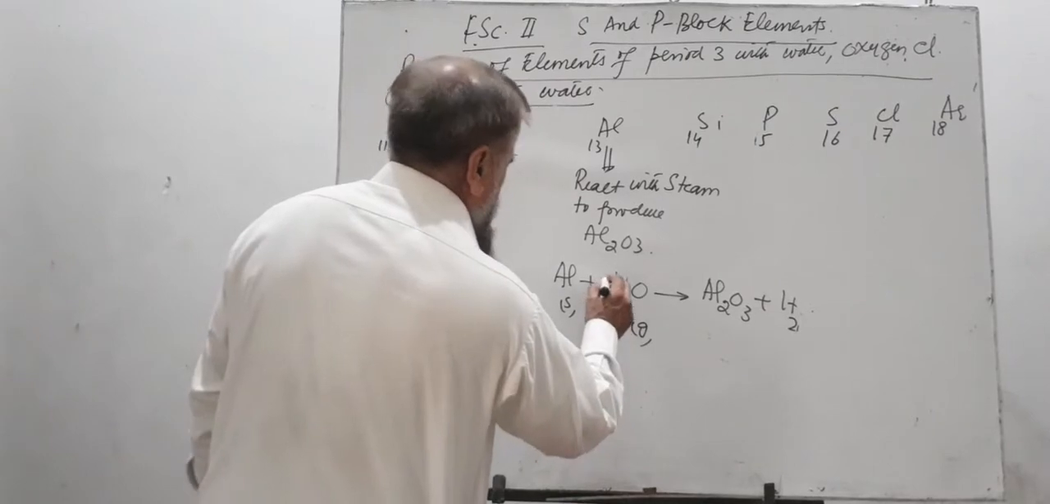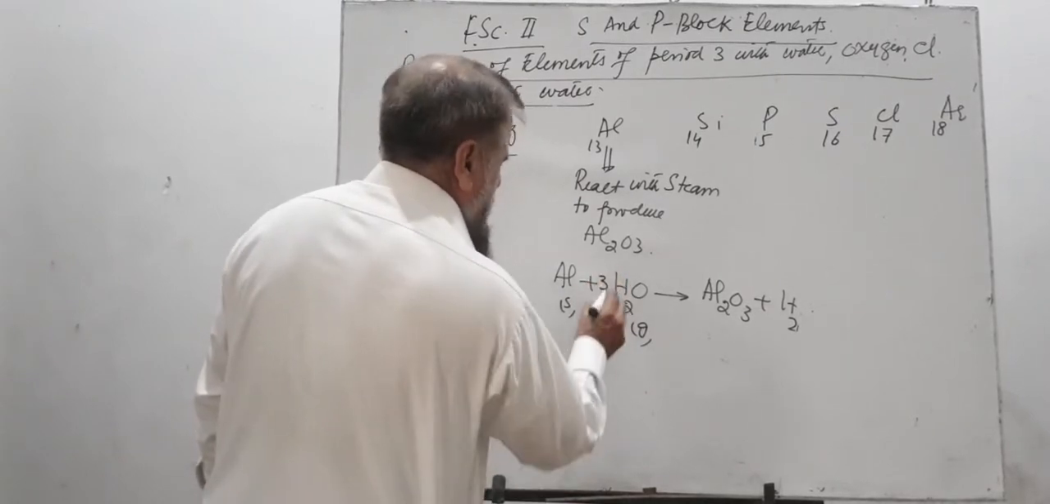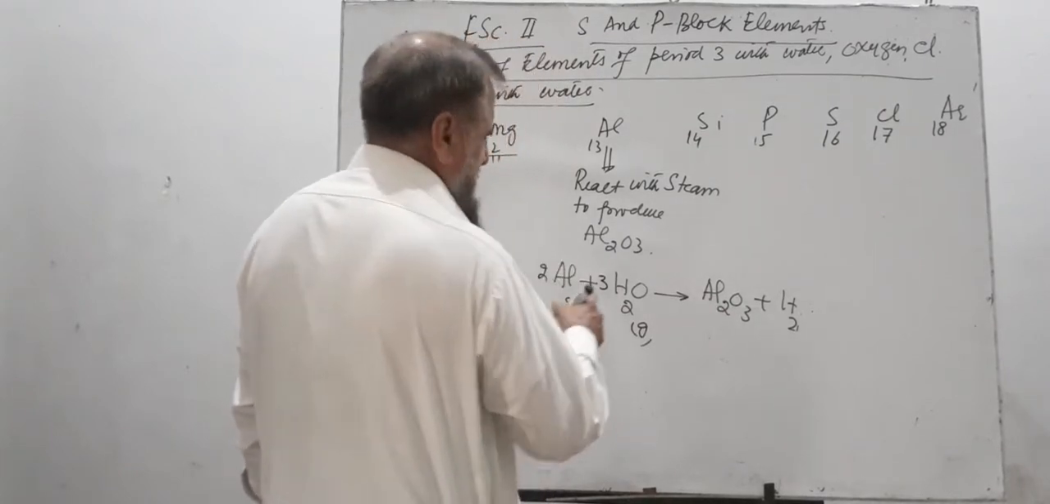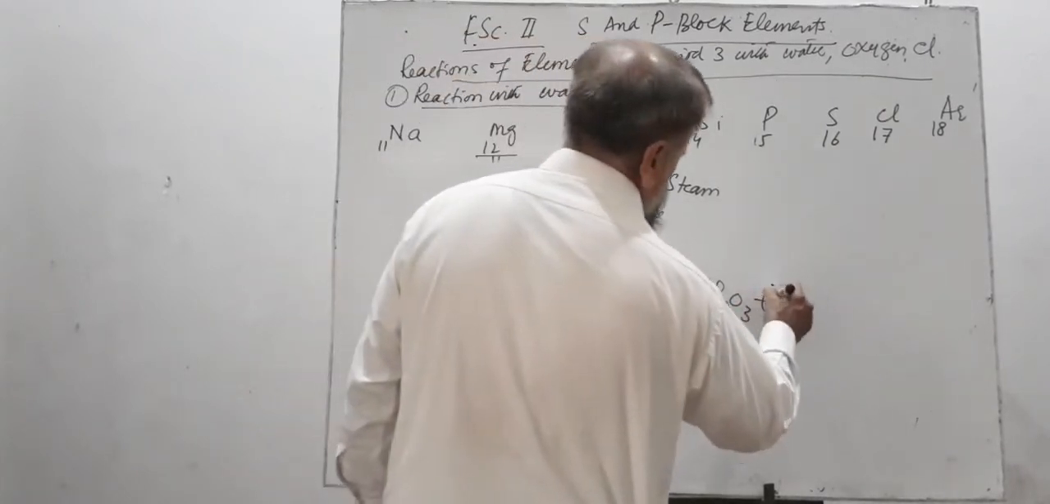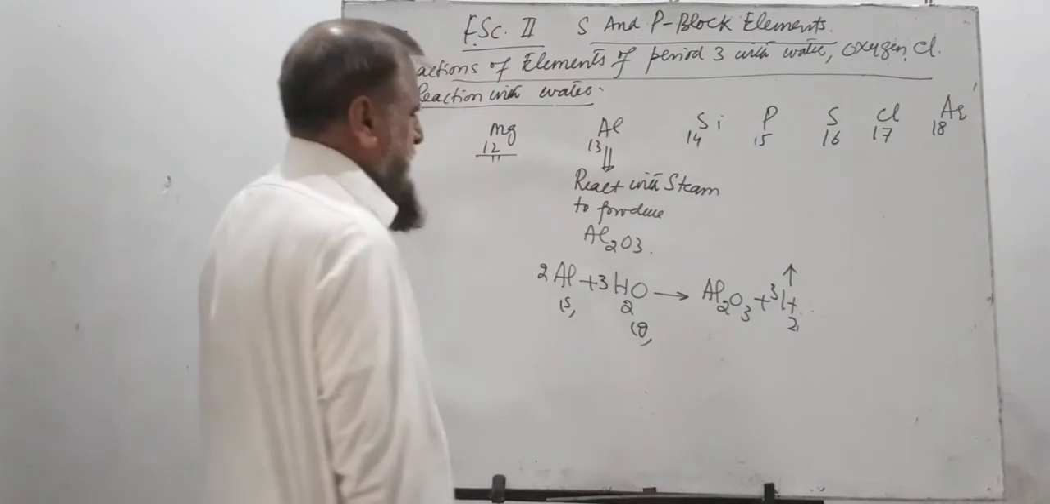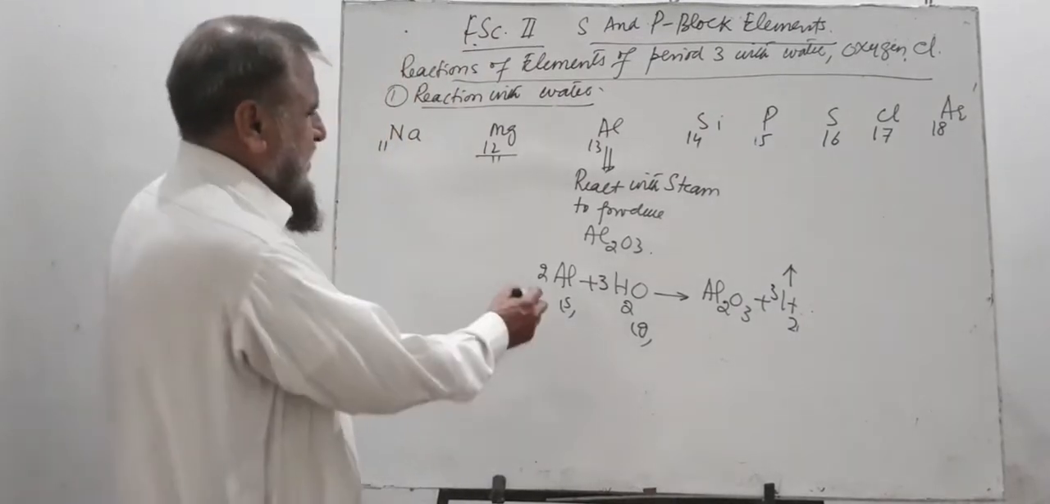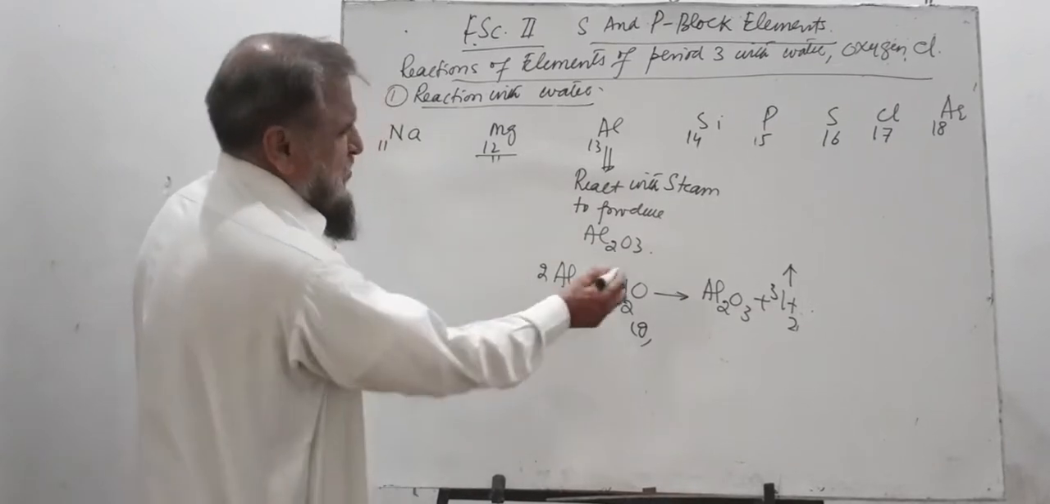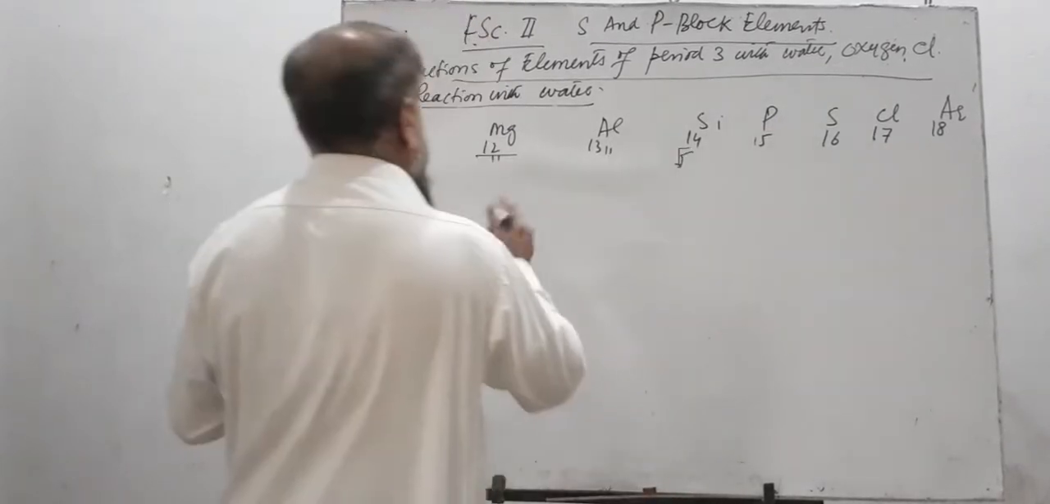Here we have 3 H2O, 3 oxygen, 2 aluminium, and here we have 6 oxygen, so we have here 3 H2. The reaction is slowed down due to the formation of aluminium oxide layer.